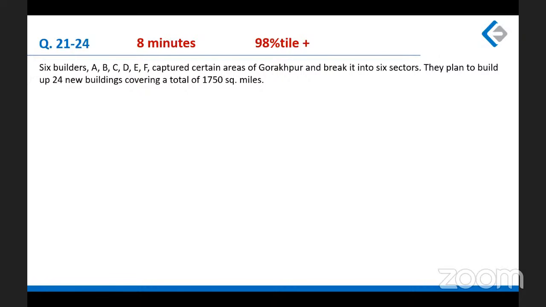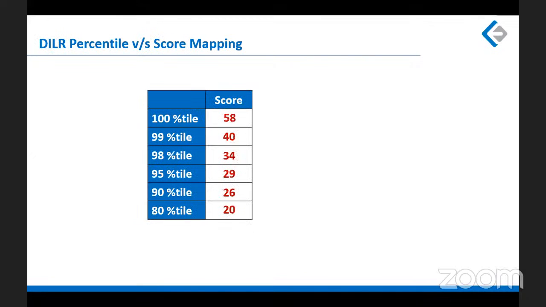Okay, now let's look at the percentile and the score mapping. If you look at the 98 percentile, that's 34 marks. After completing the paper, 36 marks means 12 questions, which means three sets. And I showed you there were four sets which were pretty easy.